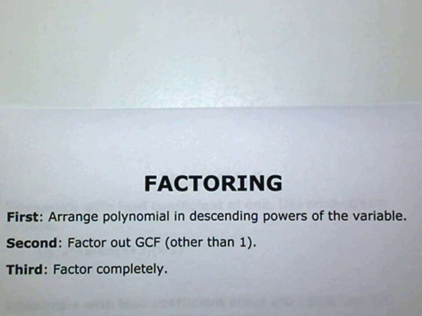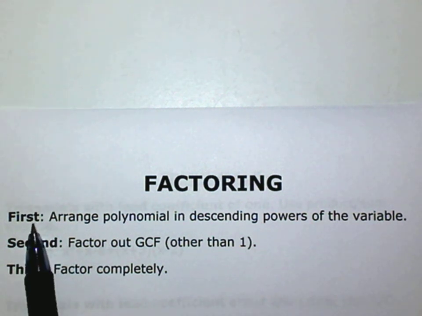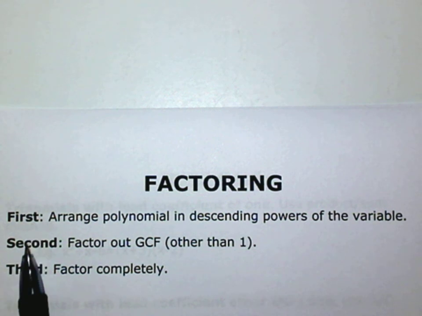The first step is that the polynomial needs to be arranged in descending powers of the variable, which simply means that the highest exponents come first and the rest are arranged in order down to the lowest exponent. The second step is the one that's easy to forget. Factor out any greatest common factor other than 1. And third, after you pull out the GCF, you finish factoring the rest of the polynomial, and in the end you put the GCF back on the front.